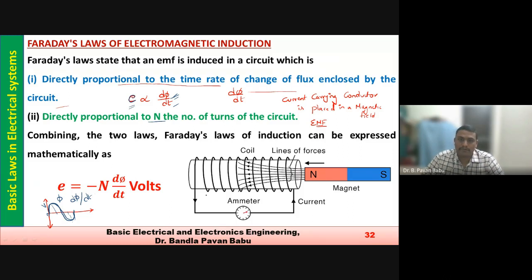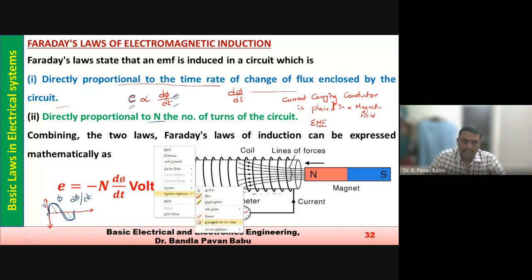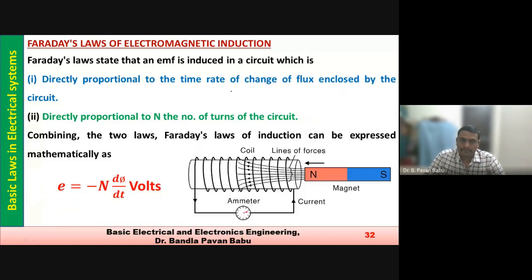So this is the number of turns, suppose this is turn 1, 2, 3, 4, 5 and so on. It depends upon the number of turns you provide for that circuit. Overall, we can say E is proportional to dφ/dt, and E equals N into dφ/dt. This is as per Faraday's laws of electromagnetic induction.